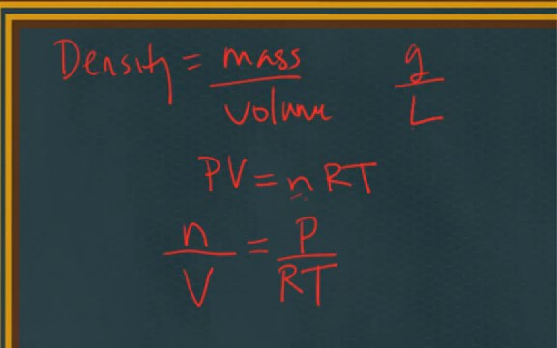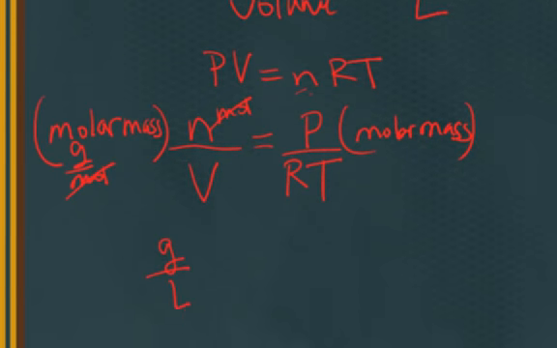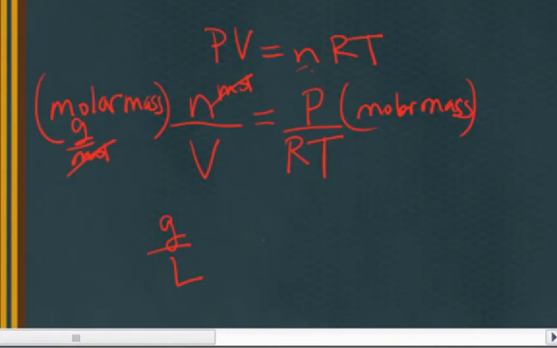Well, if I multiply both sides of this equation by the molar mass of the gas, I still have the same equality. But as you know, the units for molar mass are grams per mole. The units for n are moles. So those units will cancel, and I'll be left with units of grams per liter, because volume is in units of liter, which is the same as the density of the gas.